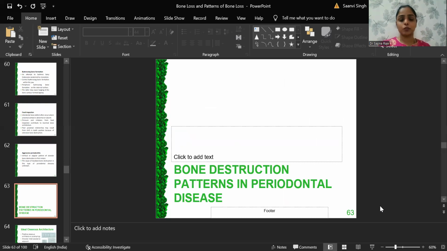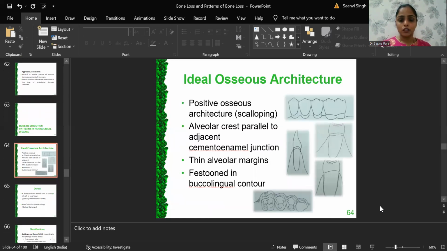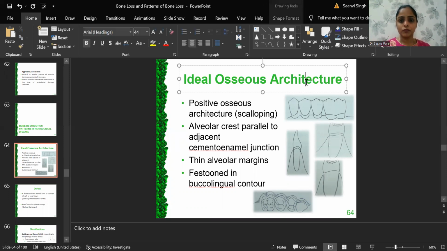Bone destruction patterns in periodontal disease. You can see here the ideal osseous structures. Positive osseous structures, scalloped and parallel to adjacent cementoenamel margins, then festooned and buccolingual contour can be seen.